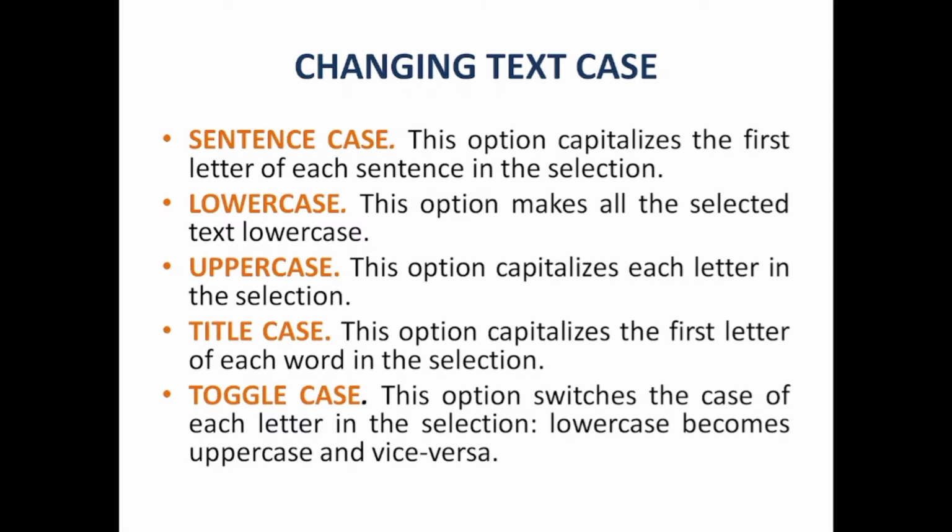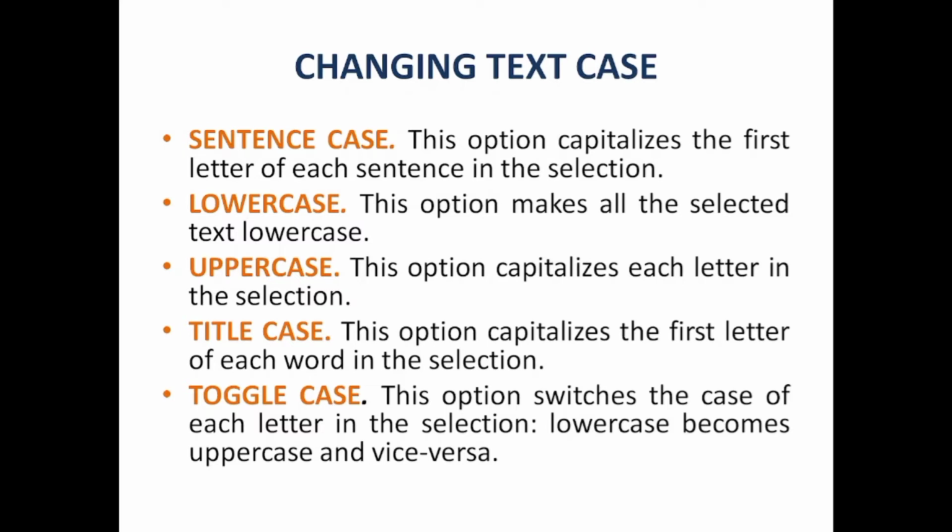First is sentence case. This option capitalizes the first letter of each sentence in the selection. The next is lowercase. This option makes all the selected text lowercase, meaning all the letters of the written word, line, or paragraph will be converted to lowercase. The next is uppercase. This option capitalizes each letter in the selection, meaning it can convert the whole written text into capital letters.